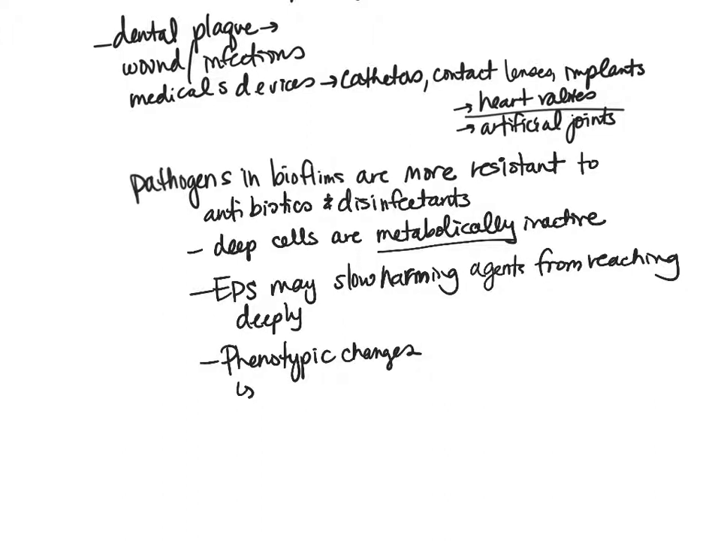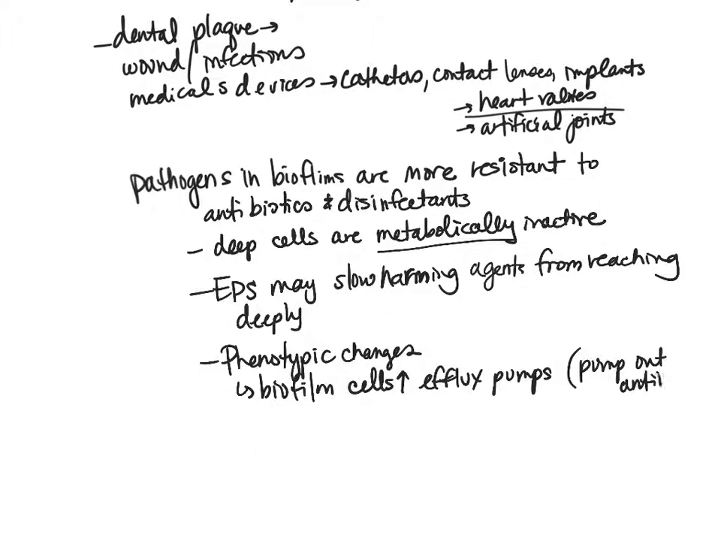So for example, biofilm cells increase these efflux pumps, and then these efflux pumps are going to pump out antibiotics. So again, part of this quorum sensing, they say, hey, there's enough of us here that we are now all going to switch and start making the genes for these efflux pumps, and we can pump these antibiotics out.